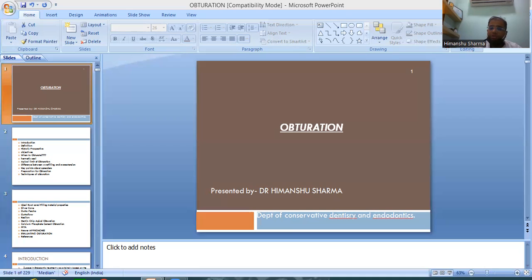Now the variations of lateral condensation. One is the inverted cone method. Second is the tailor-made gutta percha roll. And third is the chemically plasticized gutta percha. Tailor-made gutta percha roll.